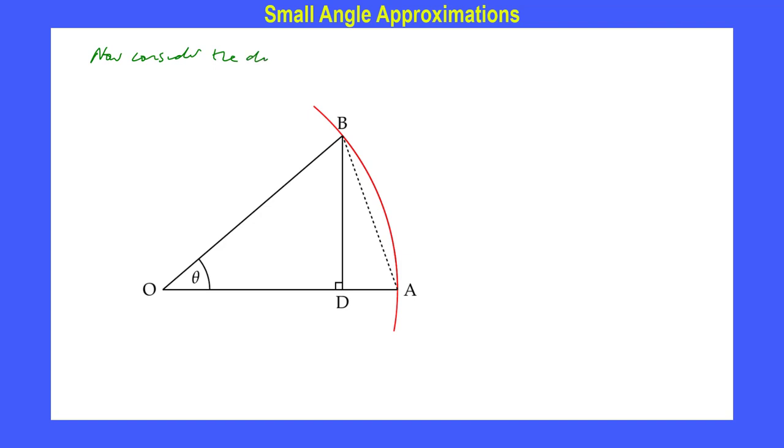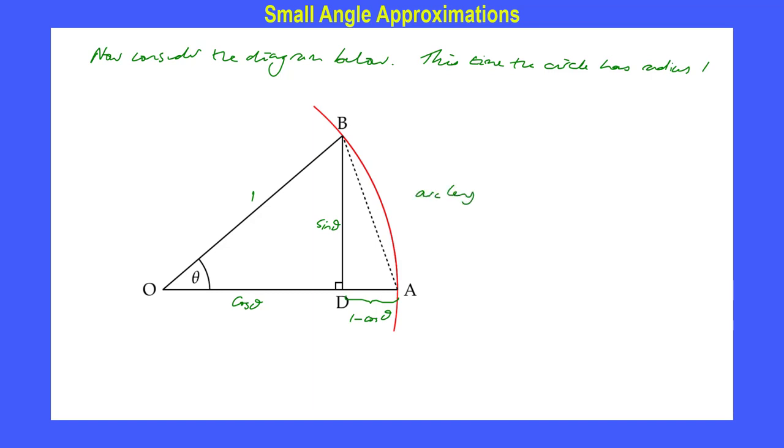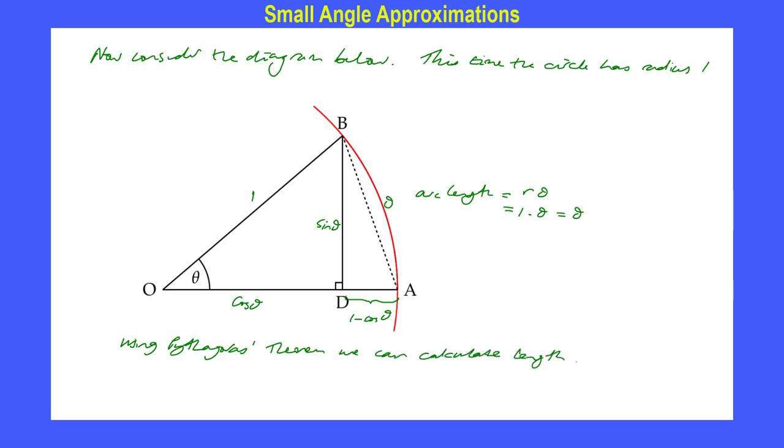Now consider this diagram. This time we've got a circle which has got a radius of 1. And using that bit of information, we're able to work out the length of two sides OD and BD just by using trigonometry. And therefore we know that AD is 1 minus cos theta, because we know the whole length from O to A is 1. The arc length, using our rule for radians, is r theta, which is 1 times theta, which is theta. And then by Pythagoras' theorem, we can work out what the length AB is going to be by using the triangle ABD.